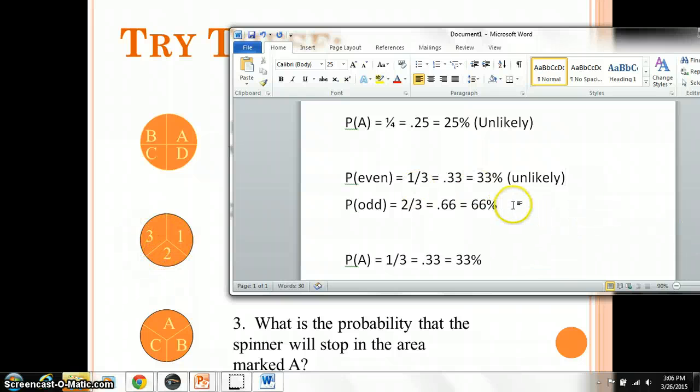Now here's one: 66%. If we're talking about odds, it looks like there are 2 numbers that are odd, so it's much more likely that we'll get an odd, because there are 2 of them versus just 1 even. So we'll call that likely. And notice none of these things are certain or impossible. They're unlikely or likely. And this would also be unlikely. It's the same as the one above it.